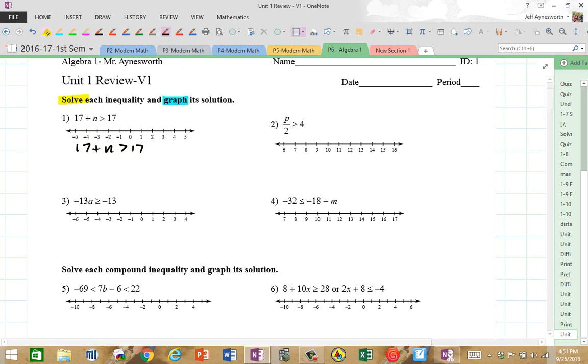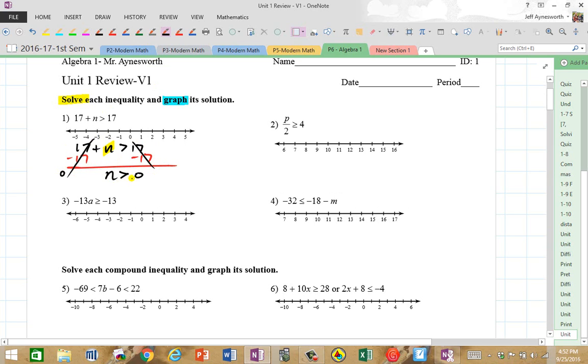Now I know that the variable here, n, is being added to 17. And in algebra, we always do the inverse. The inverse of adding 17 is subtracting 17, or you can say adding the opposite if you like. So we have 17 plus a negative 17, which comes out to 0. That's a 0 right there. Well, this is 0 too. So we have n is greater than 0.